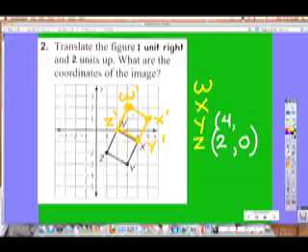Alright, give me another point. We've got W or X. Go ahead, Michaela. 3, 2. Which one is that? 3, 2. W is at 3, 2. Alright. One more. Help me out. Emily, go ahead. 5, 1.